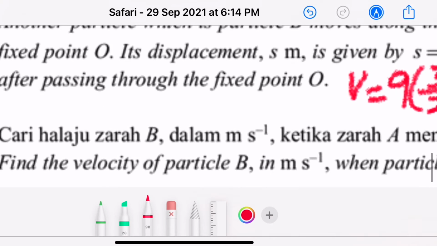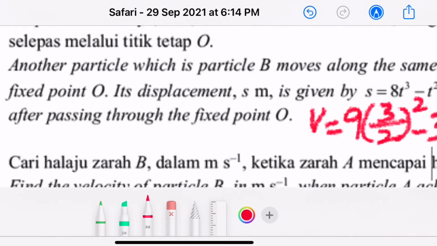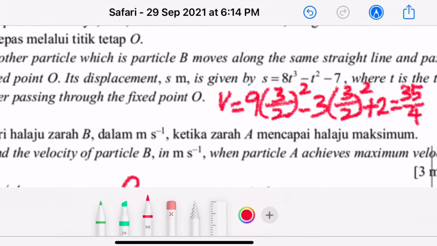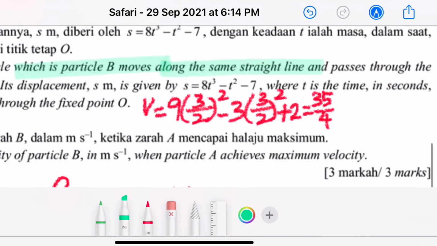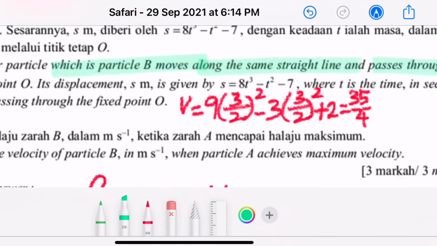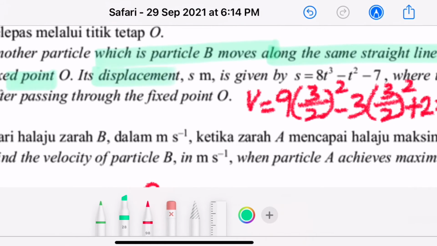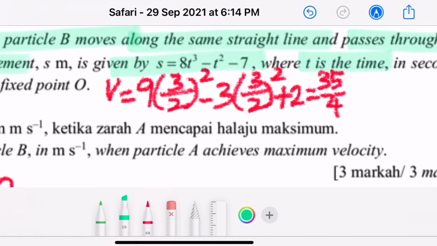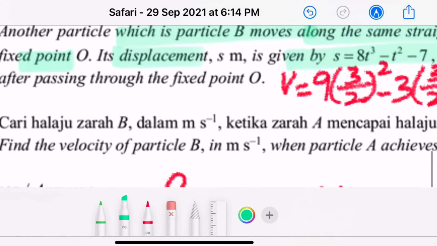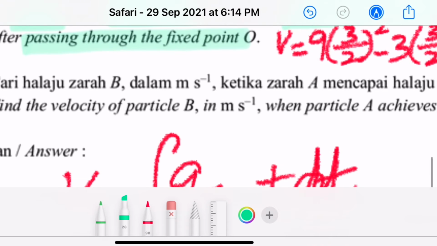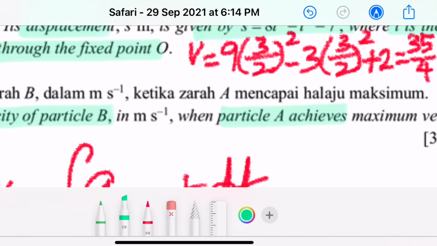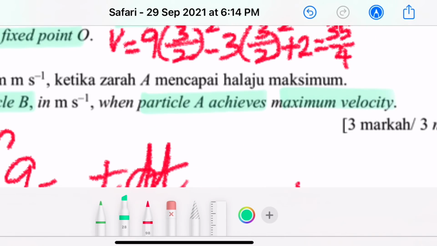Finally, we have to solve the most challenging one, which is this one. Another particle, particle B, moves along the same straight line and passes through the fixed point O. Its displacement, s meters, is given by this, where t is the time in seconds after passing through fixed point O. Find the velocity of particle B in meters per second when particle A achieves maximum velocity.